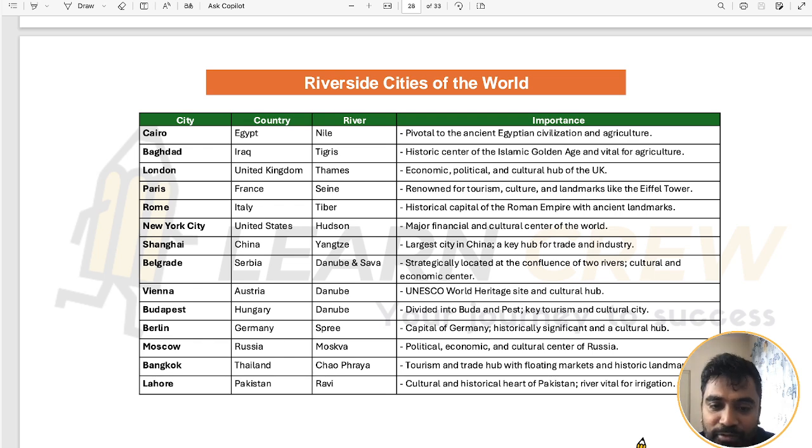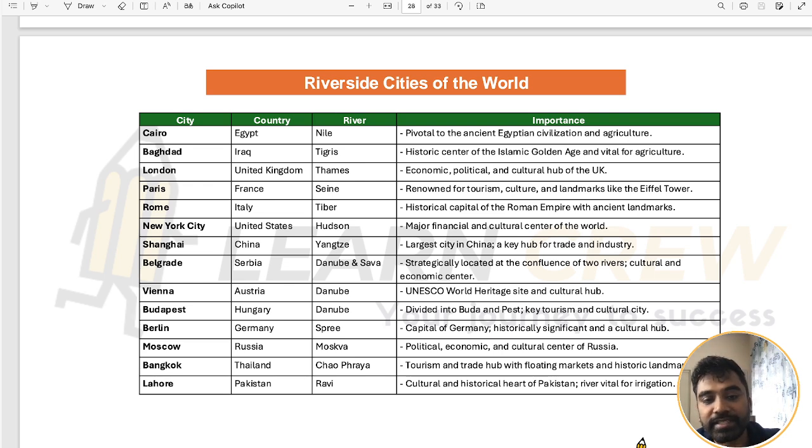Also, you can see floating markets when you go to Kashmir and go on the boat ride over there. Okay, so you can see these kinds of floating markets there. It has become common these days, but Bangkok is known for its vibrant, colorful floating markets and temples. Chao Phraya, Bangkok.